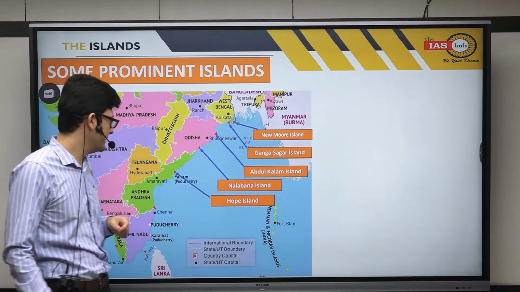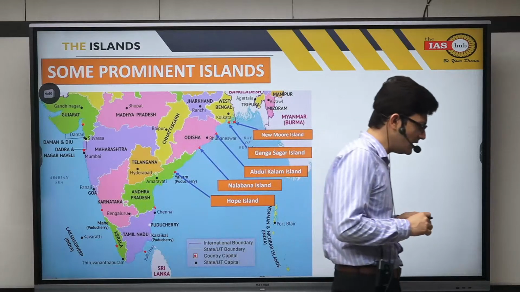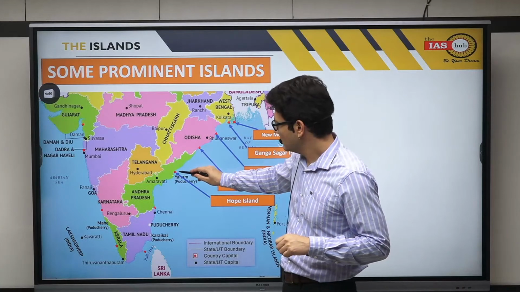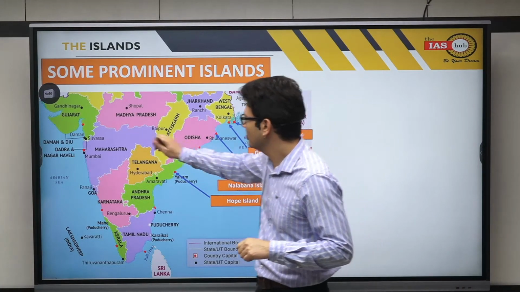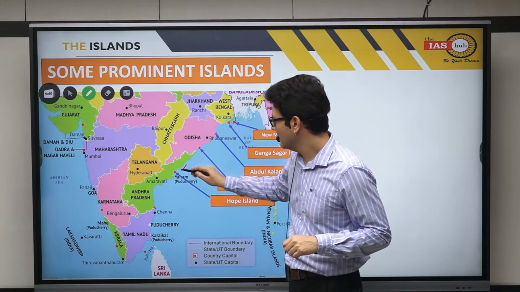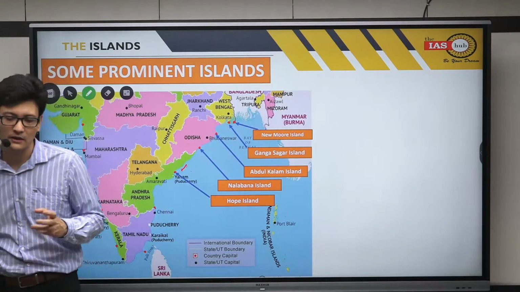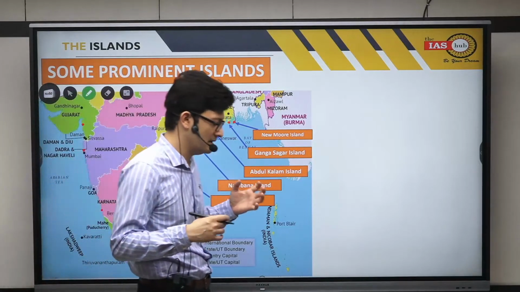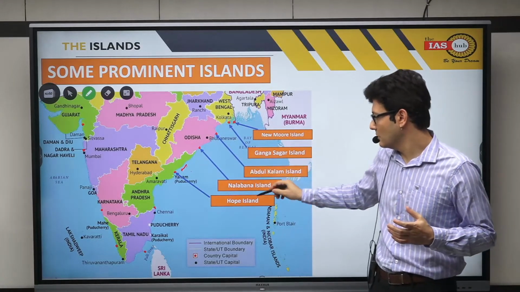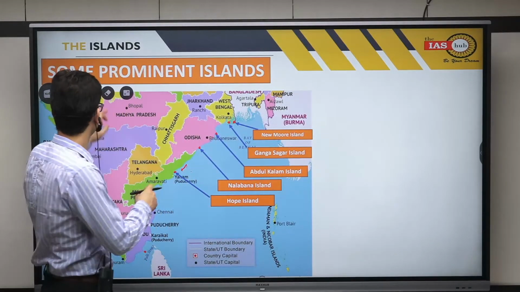Then we have Hope Island. Hope Island is present near Visakhapatnam, and it's a parallel island. It is like a parallel body along the coast, and this helps in reducing the flow of waves. If tidal waves are entering the Visakhapatnam area, Hope Island prevents the flow of these tidal waves into the port region.